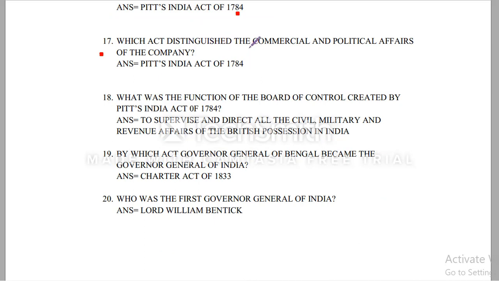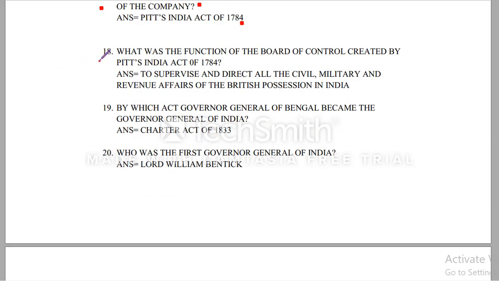Next question, which act distinguished the commercial and political affairs of the company? Answer is Pitt's India Act of 1784. Next question, what were the functions of the Board of Control created by Pitt's India Act of 1784? Answer is to supervise and direct all the civil, military and revenue affairs of the British possession in India.